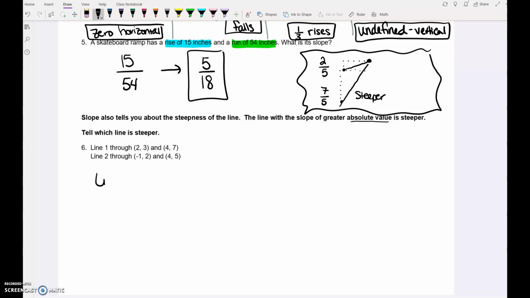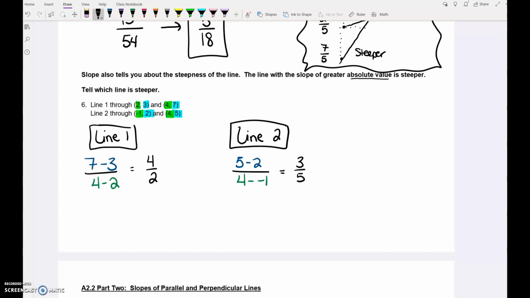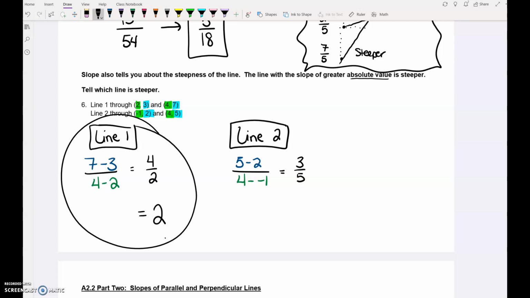So on your own, find the slope of line 1. Then find the slope of line 2. And then we will compare those two slopes and decide which is steeper. I got 4/2 for line 1, which is a slope of 2. So 2 over 1, rise 2, run 1. Compared to a slope of 3/5. 2 is definitely larger than 1. 3/5 is smaller than 1. So which line is steeper? Line 1 is steeper.